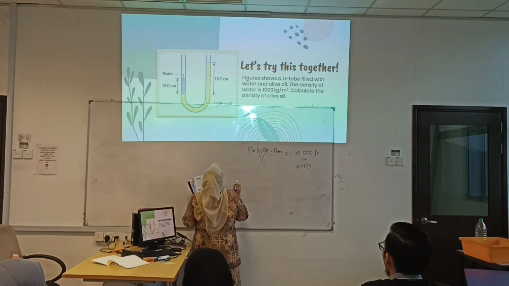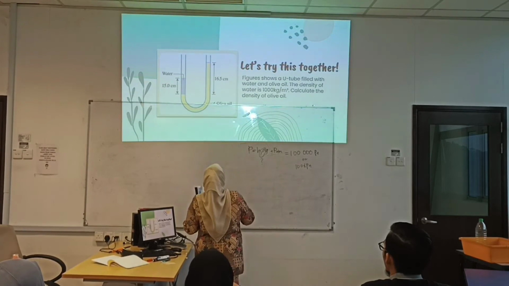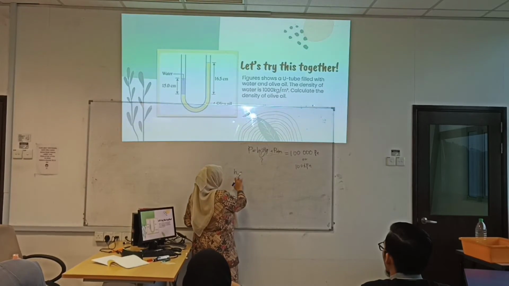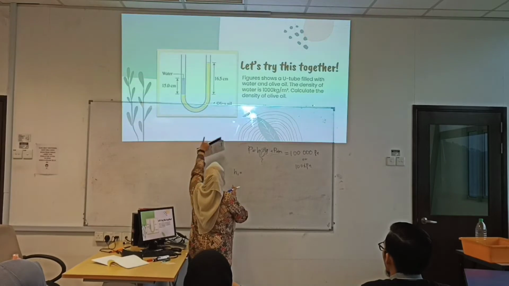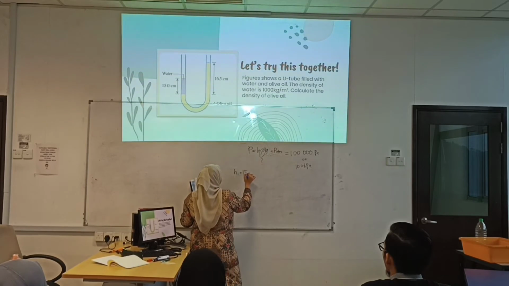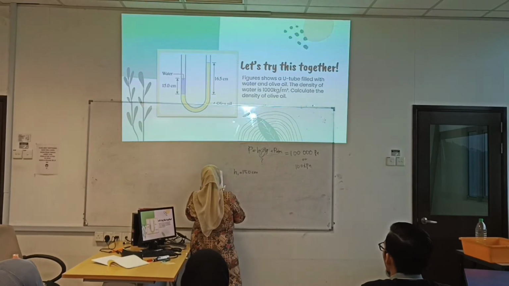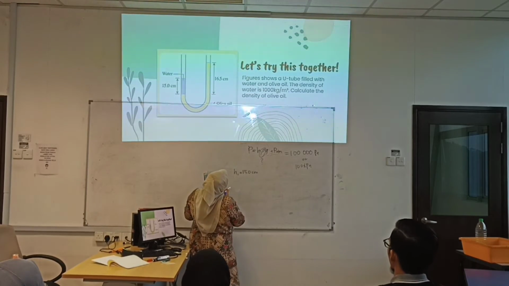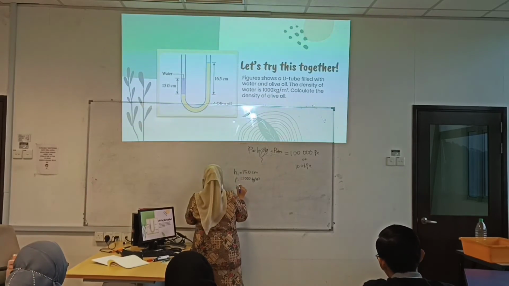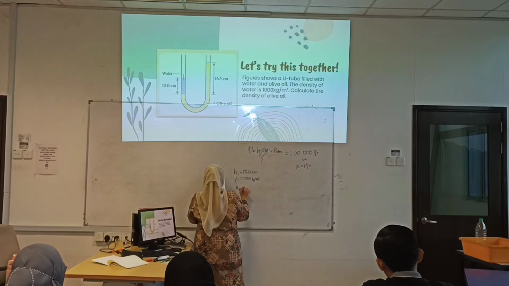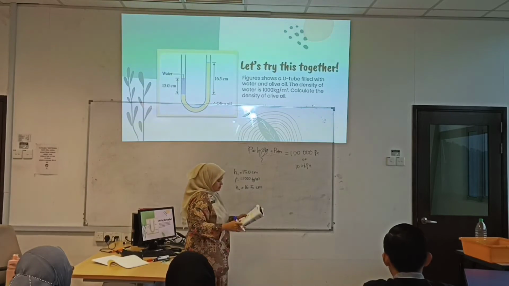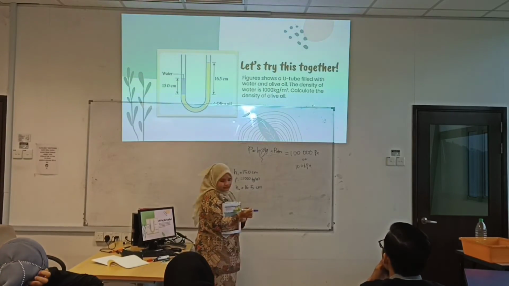So, what is the height of the water column? We will label that as H1, okay? H1, where 1 is for water and 2 is for the oil. The height of the water is 15 cm. And the density of water, as mentioned in the question, is 1000 kg per meter cube. And the height of the olive oil, H2, is 16.5 centimeter. So how do we calculate the density of olive oil?